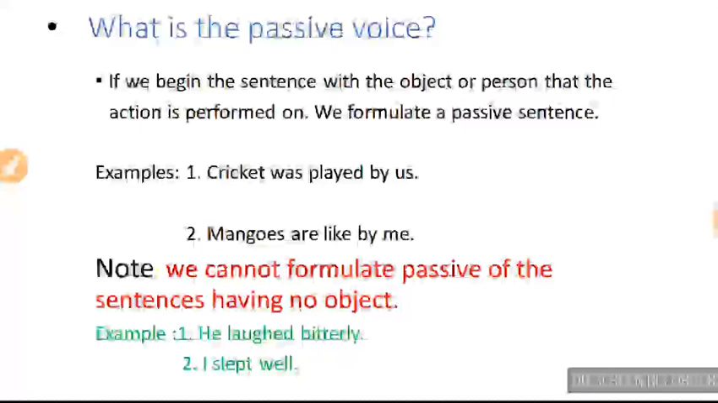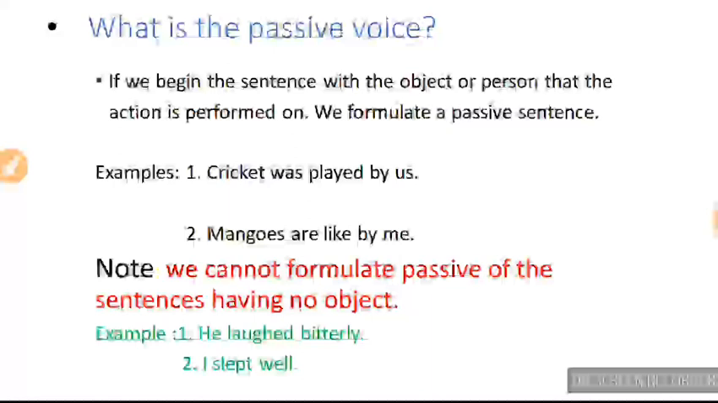If we begin the sentence with the object or person that the action is performed on, we formulate a passive sentence. In other words, in passive, the subject receives an action. For example, cricket was played by us. Here, the subject cricket is receiving the action. And in another example, mangoes are liked by me. It should be liked, not like.